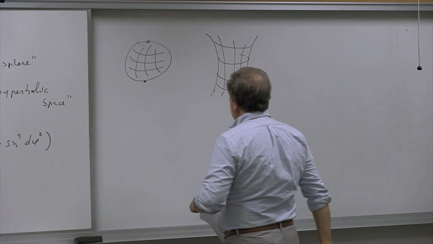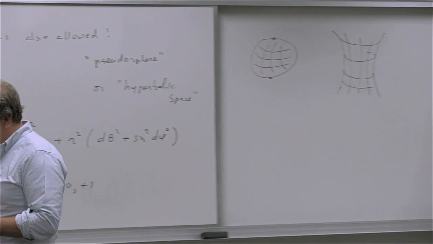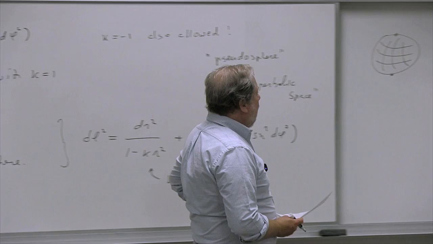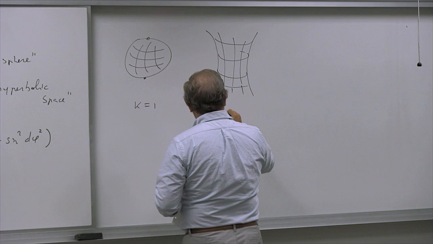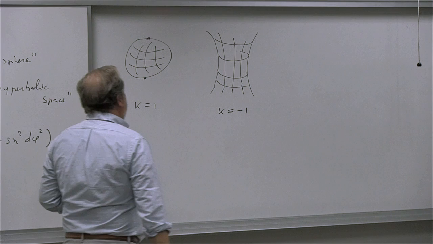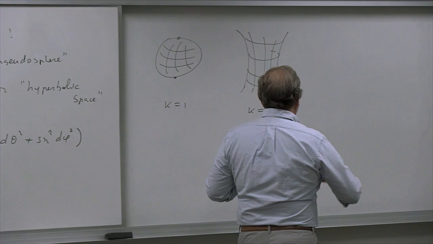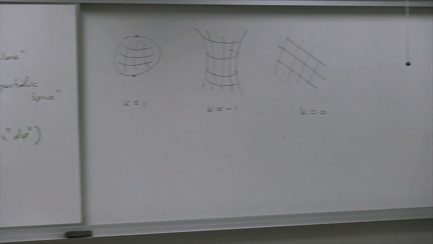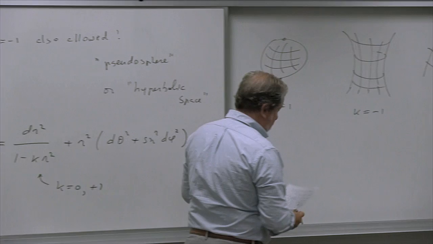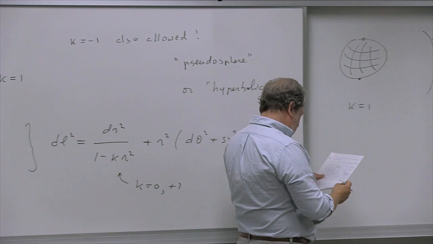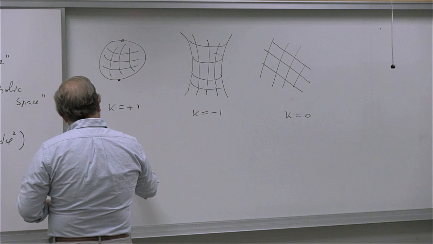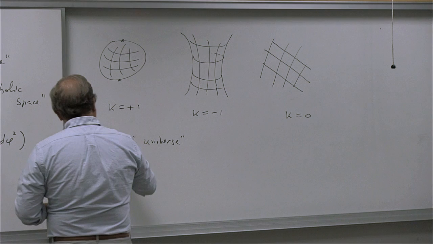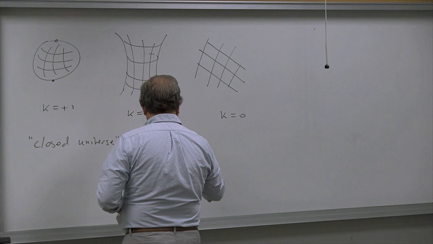So with this hyperbolic space, you can see the appearance of curves that look like hyperbolas, which is in fact another possibility as well. So this would correspond to the case k equal to 1. This would correspond to the case k equal to minus 1, right? And then of course we have flat space, and flat space is just like that. And so this is k equal to 0. And because of the nature of the geometry of those three metrics, we describe this k equal to plus 1, let's write the explicit plus 1, as a closed universe, this one as an open universe, and k equal to 0 as flat.